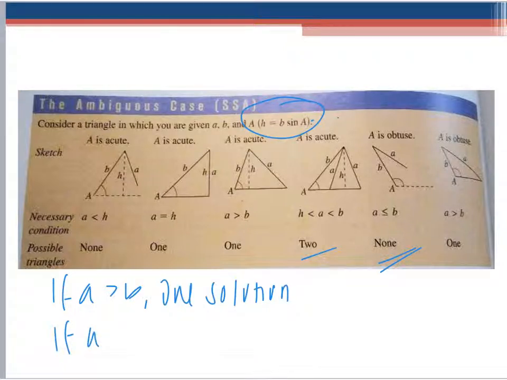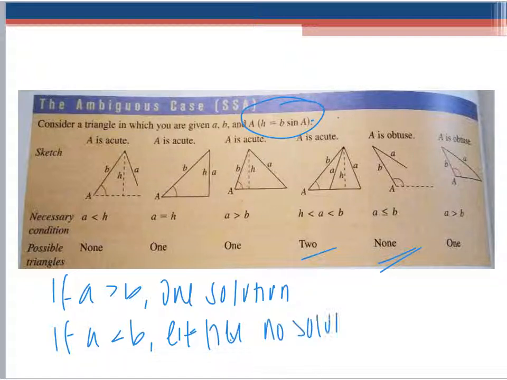If A is less than B, then you either have no solution or two solutions. Okay.